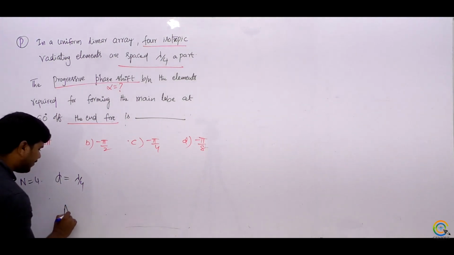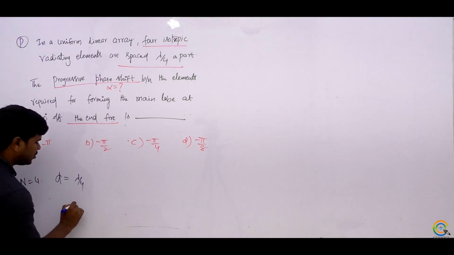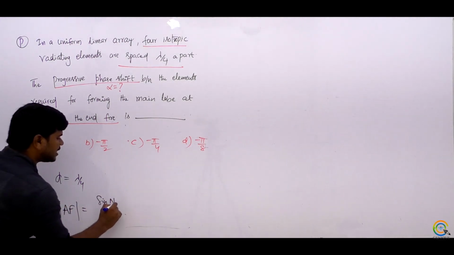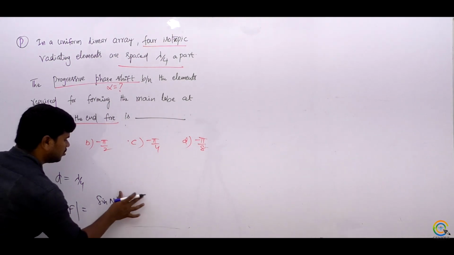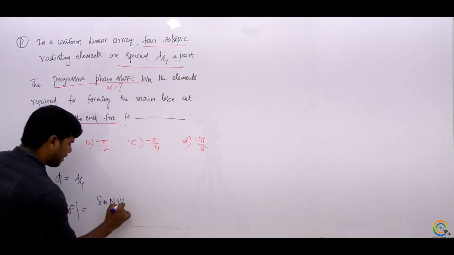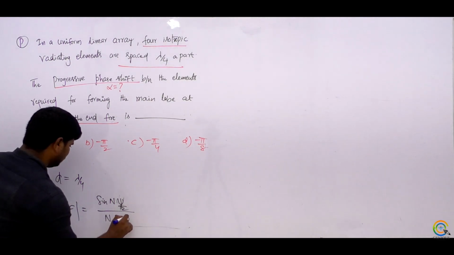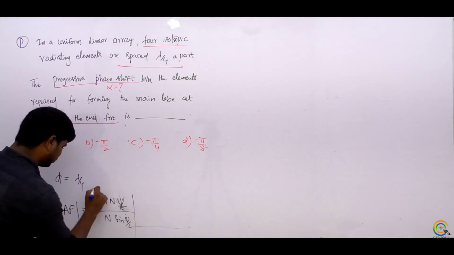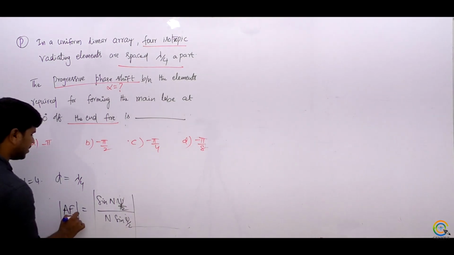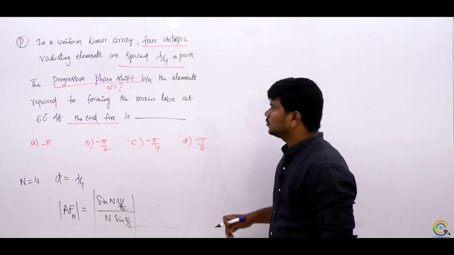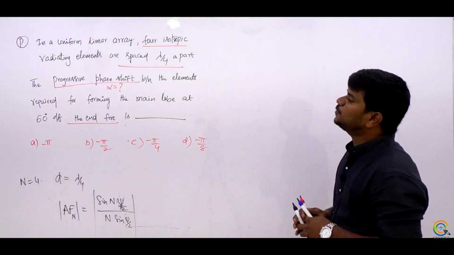We know the array factor. The array factor is equal to what? The array factor is equal to sine of n psi by 2 divided by n into sine psi by 2. This is also called the normalized array factor. So before going to this solution, observe this.